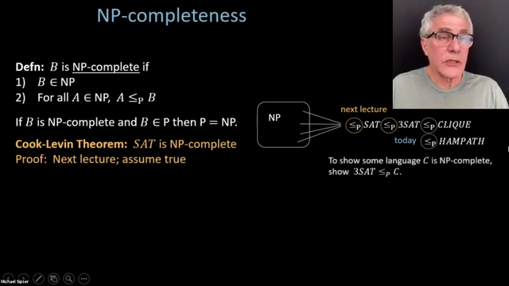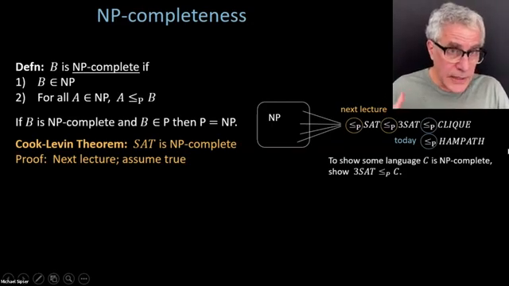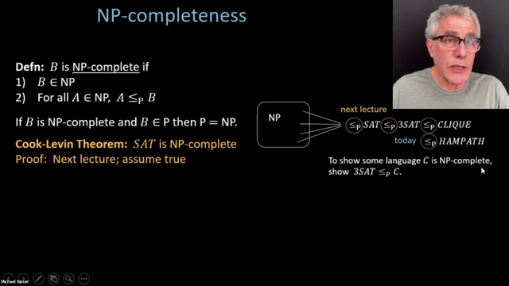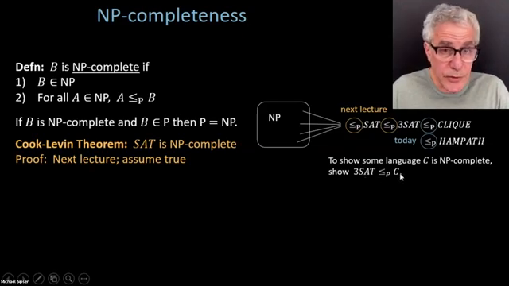Okay. So in general, I think the takeaway message is that to show some language is NP complete, you want to show that 3-SAT is polynomial time reducible to it.